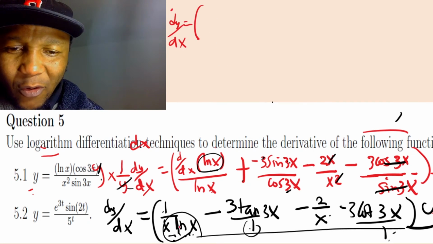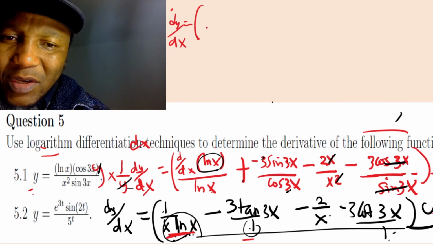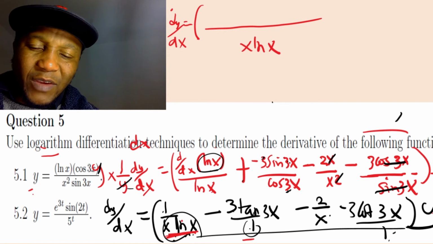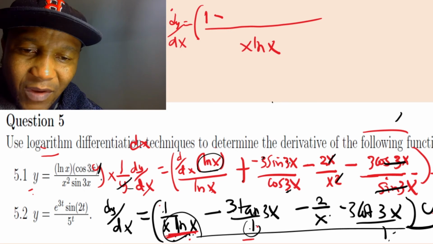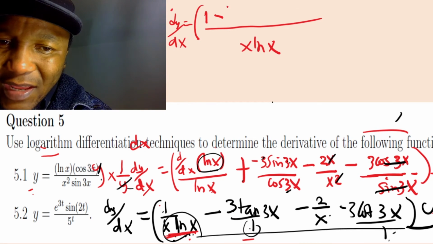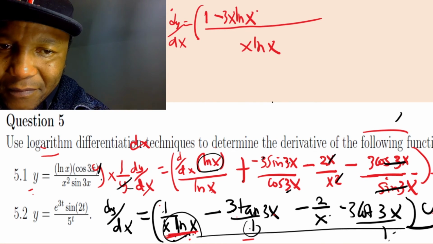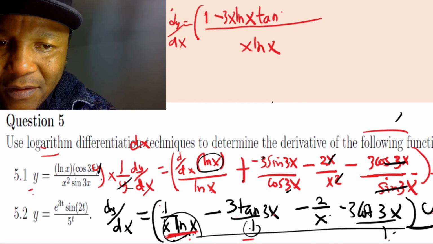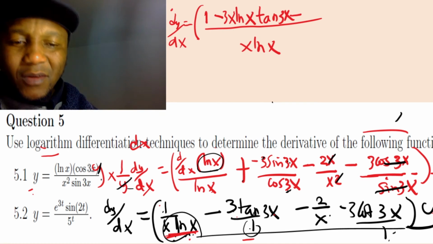Okay, now we find the common denominator of all of them. It's going to be x ln x. So the denominator x ln x divided by x ln x equals 1, times 1 equals 1, and then we minus x ln x divided by 1 equals x ln x, times 3 is going to be 3 x ln x times tan 3x. So we minus, okay?